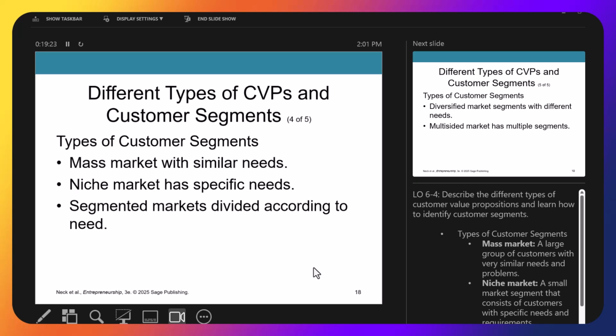So when we look at the types of customer segments, we have the mass market with similar needs, niche market, and segmented markets. The mass market is a large group of customers with similar needs or problems. So you're really talking about a large group. When mass marketing, you're usually talking about a large organization of some type to be able to do that. That's hard to do as a startup.